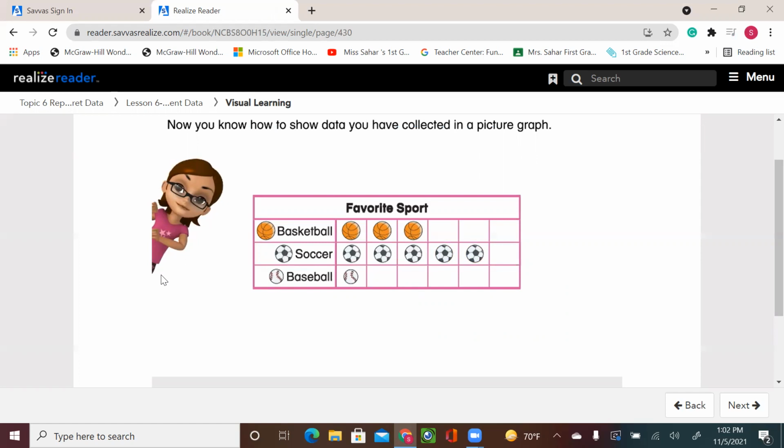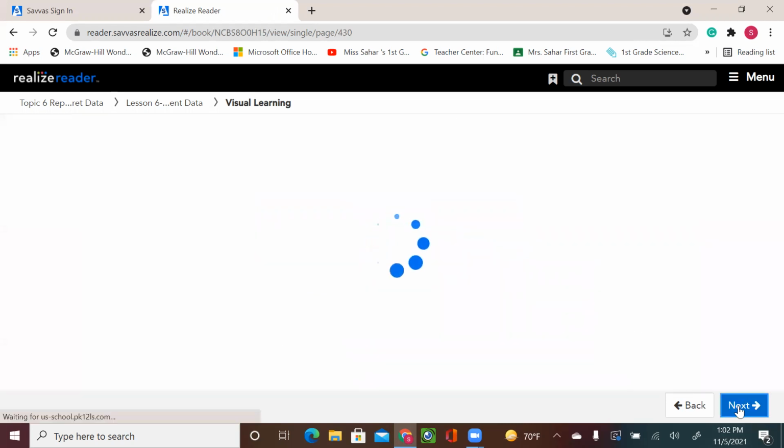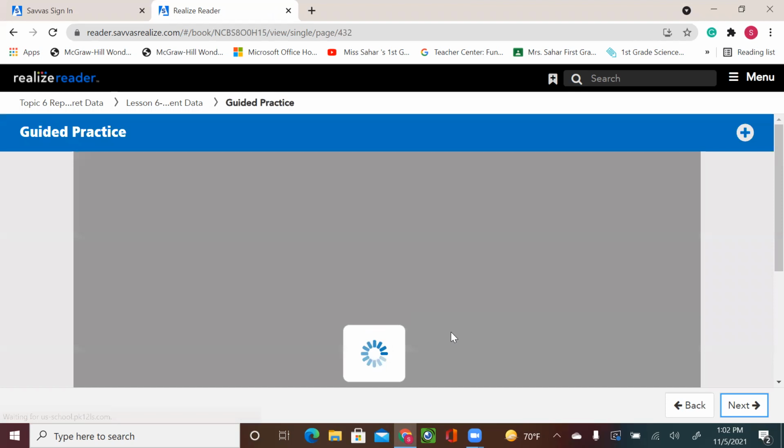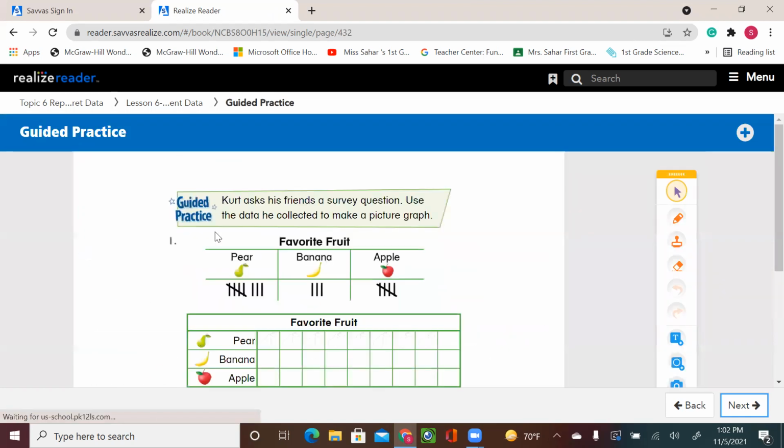Well, this is a really fun class, fun lesson and fun activity. So let's see our guided practice. As you see, we're using pictures. So, guided practice: Kurt asks his friends a survey question. Use the data he collected to make a picture graph.